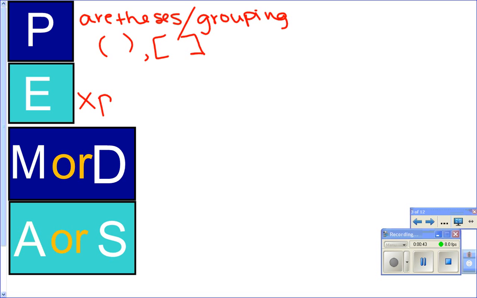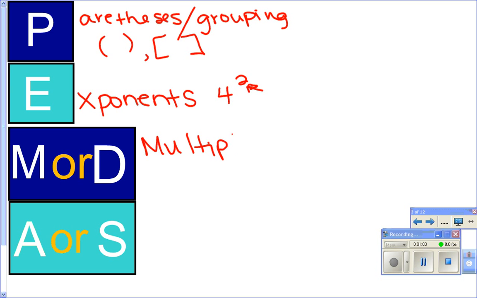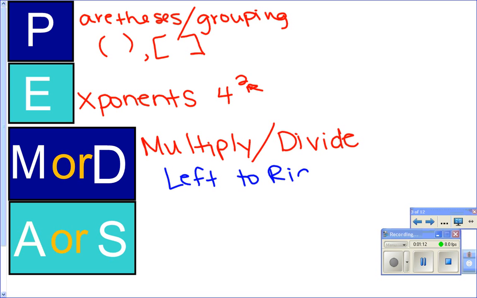E stands for the exponents, just like the lesson 2 lessons ago. Exponents are the numbers at the top of the base number. M or D, that means multiply or divide, not multiply then divide. Okay? Remember, when you are on this step, you go from left to right. Whichever one comes first whenever you read from left to right, that's the order that you go in.